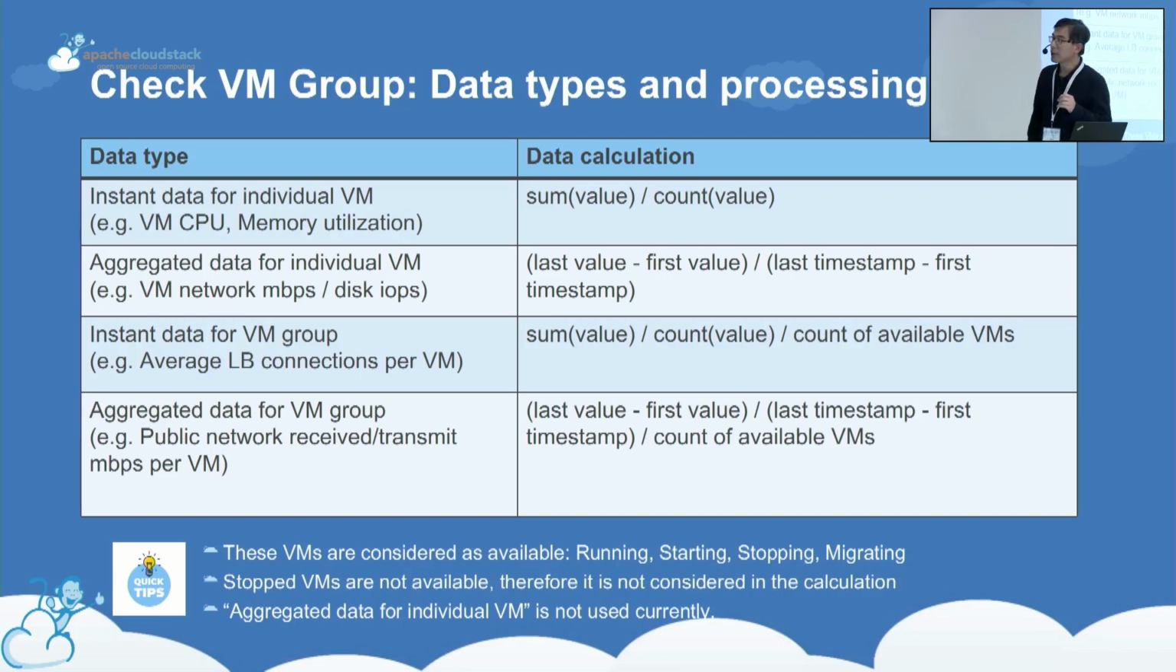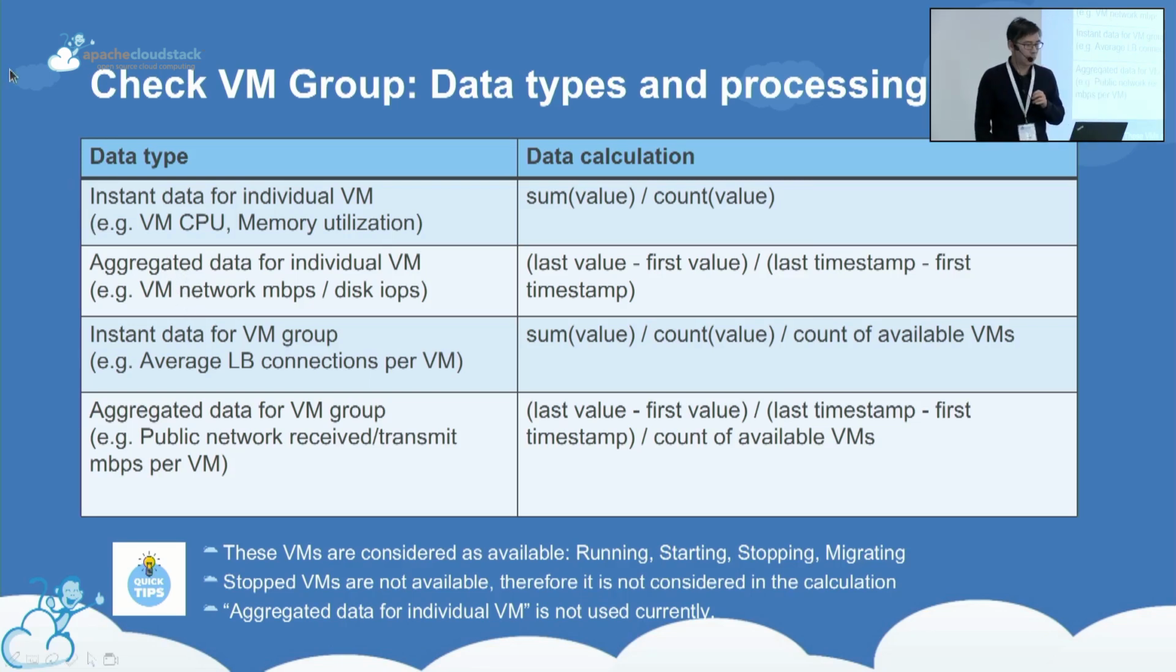The next one is instant data for the VM group, for example, the load balancer connections. We do not know which VM has which connection, but we know the connections to the whole load balancer. So in this case, we get the average data and then divide it by the number of VMs.